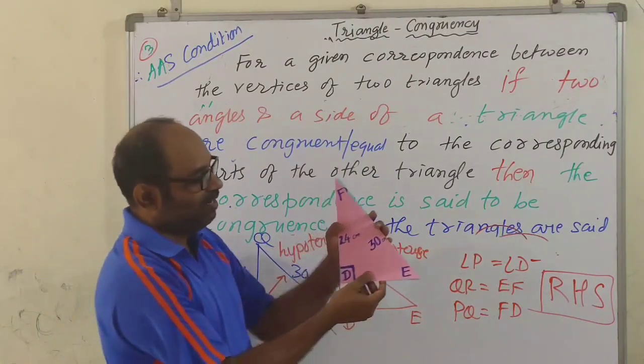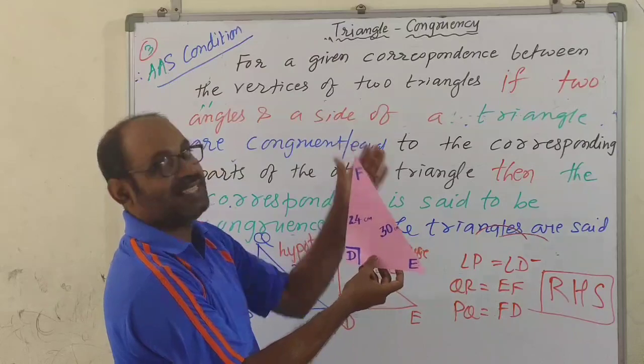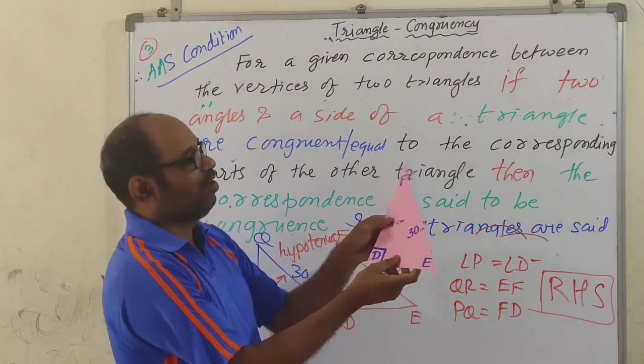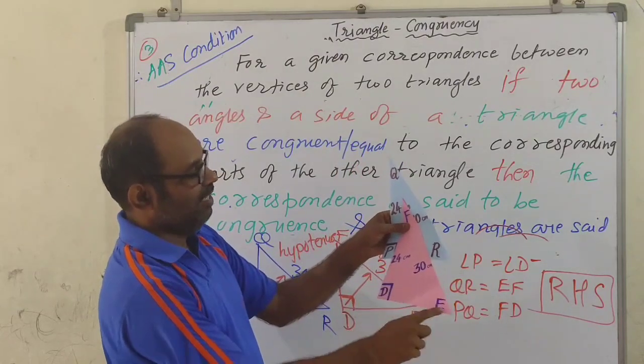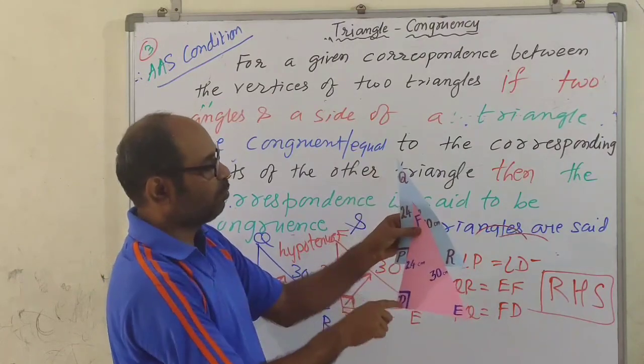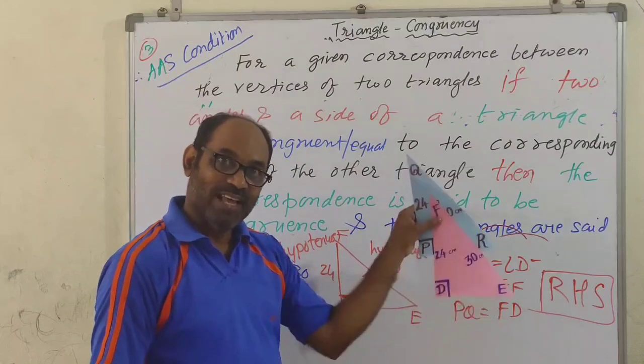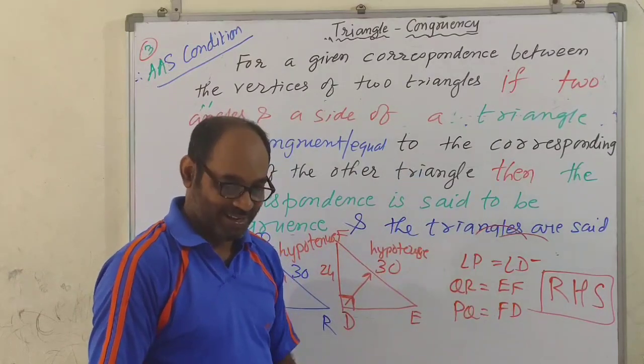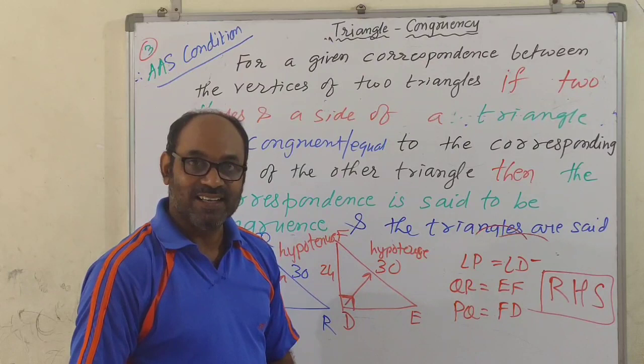Then are they congruent? The answer is yes, they are congruent. For which correspondence? DEF corresponds to PRQ, or PQR corresponds to DFE. For that correspondence, they are congruent. Now I am not writing, you may understand that. Is that clear to you?